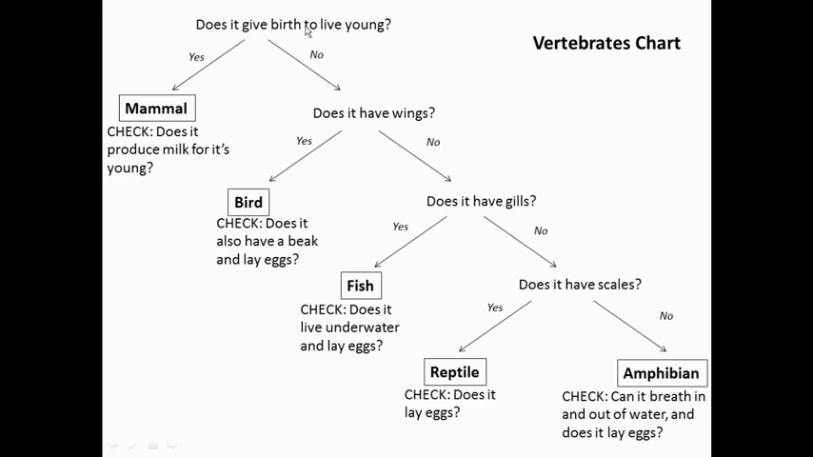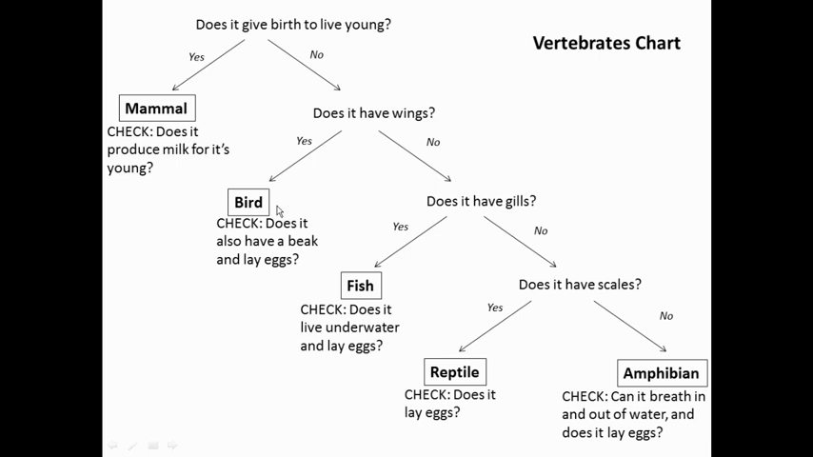Okay, so if it doesn't give birth to live young, does it have wings? When we say live young, if it's not live young, it's things like eggs. An egg isn't classed as live offspring, because it develops outside of the animal's body. So, does it have wings? If the answer is yes, it's probably a bird.